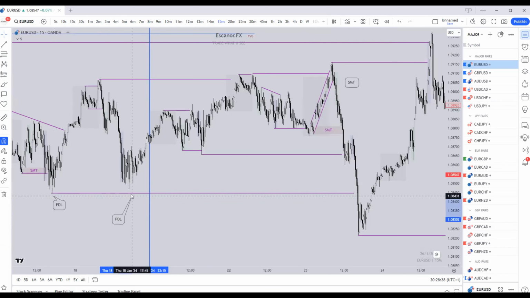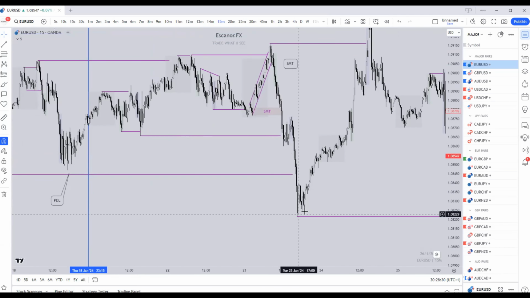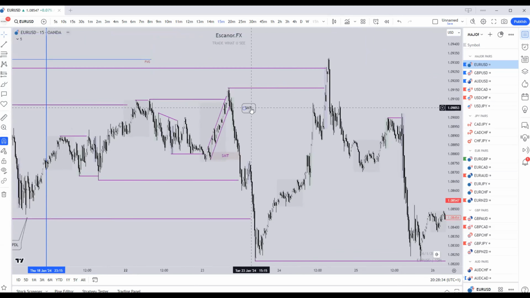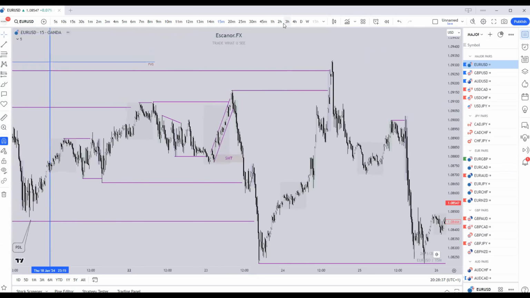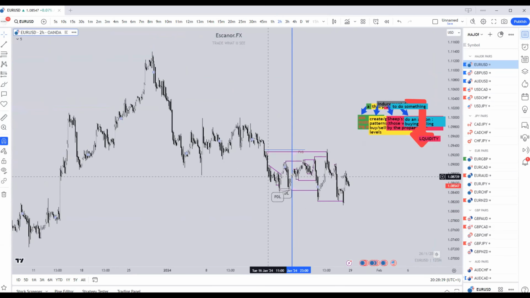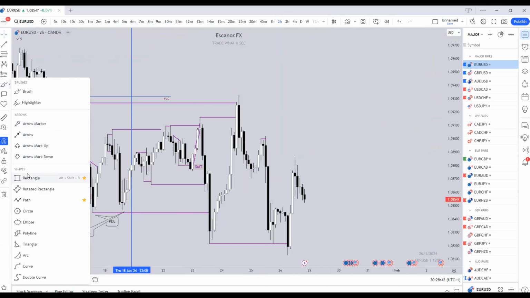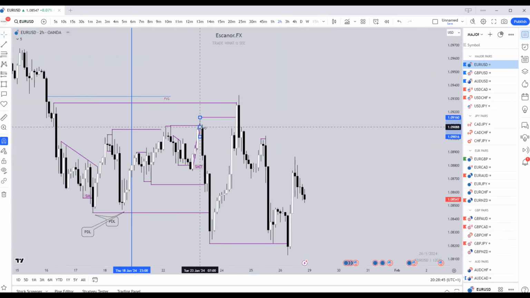Another one here, and then we pushed strongly to the upside, where we have here another clear smart money trap on the 2-hour time frame. So let me check again. A clear smart money trap here.